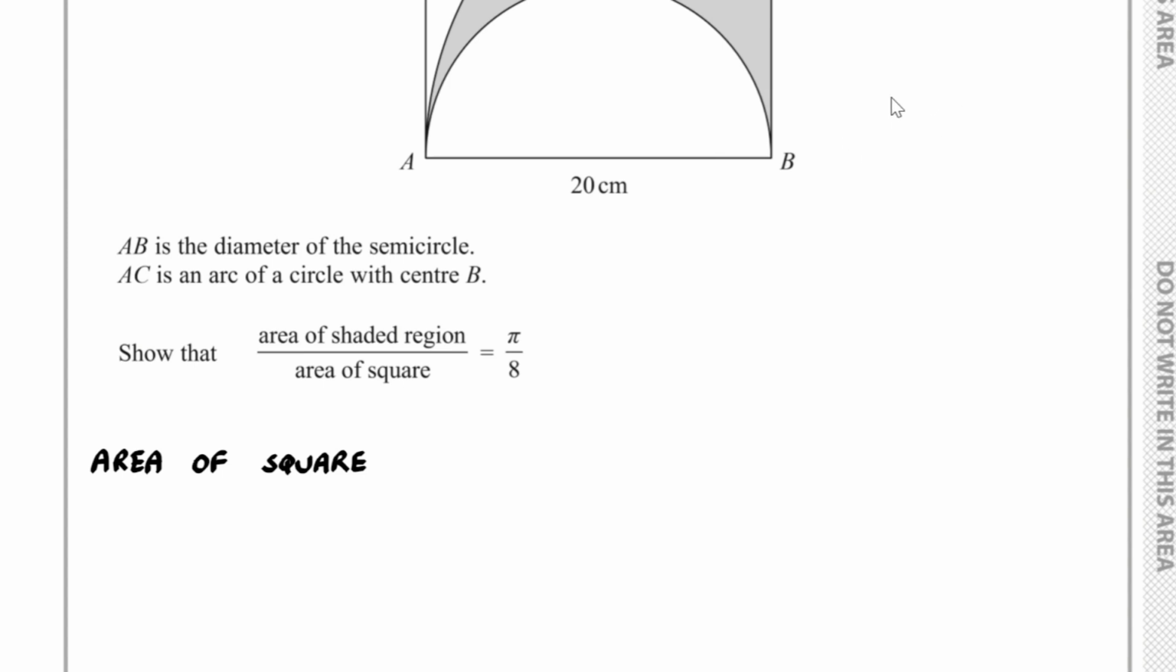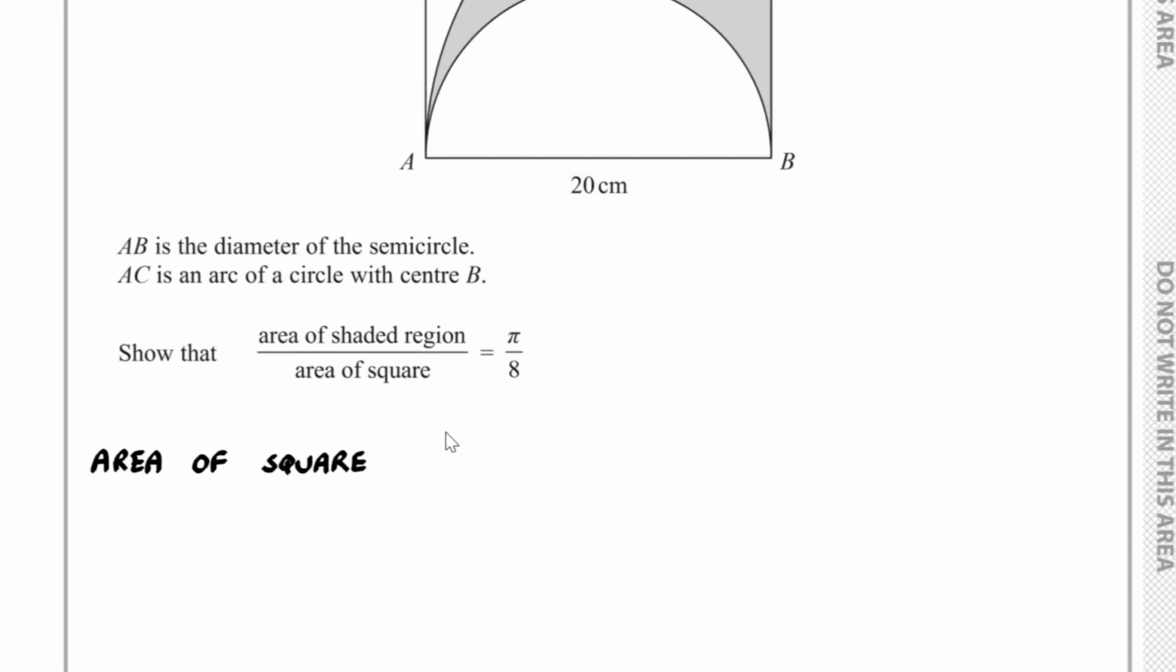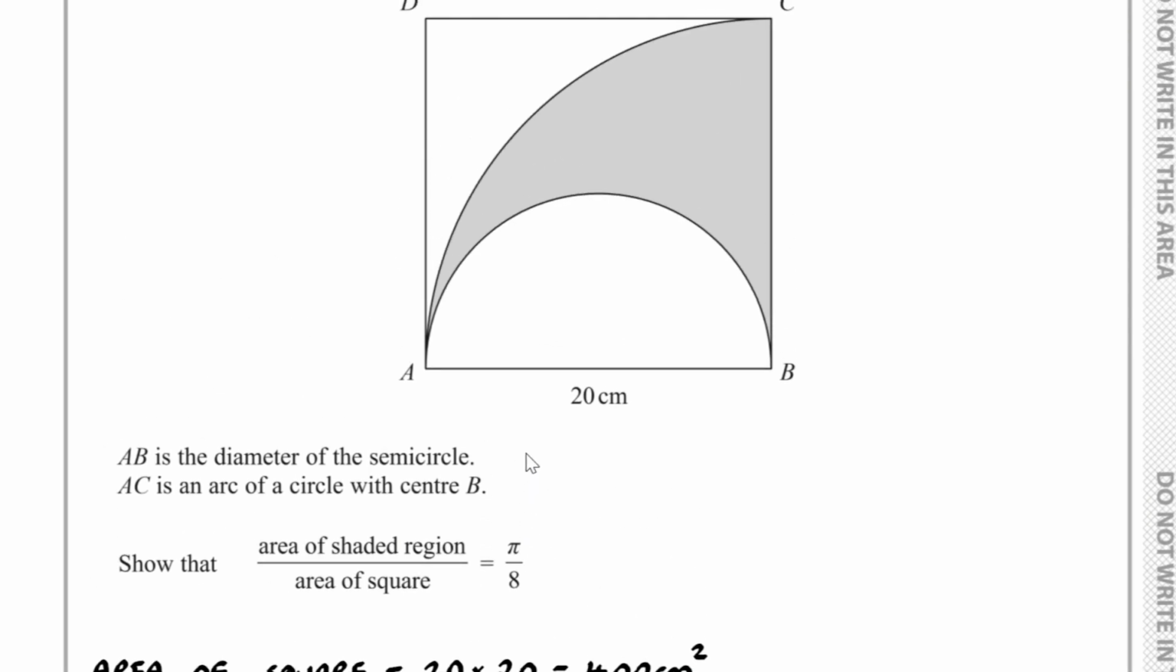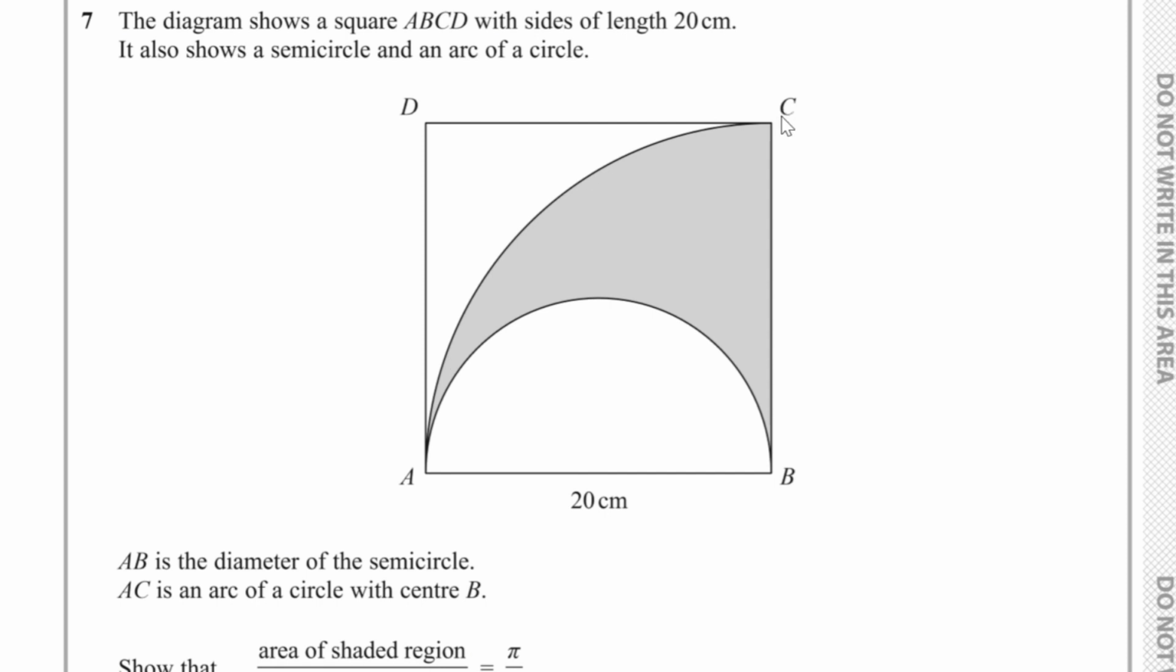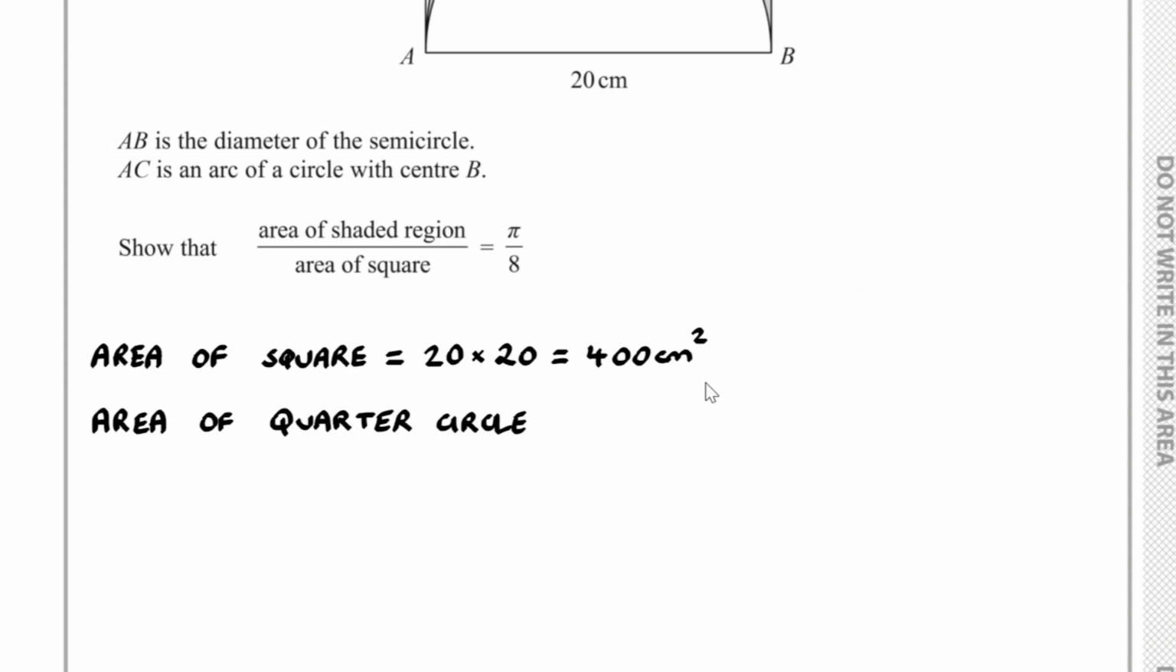First of all, we can find the area of the square. We've got sides of length 20 centimeters, and so the area of the square is 20 multiplied by 20, which is equal to 400 centimeters squared.